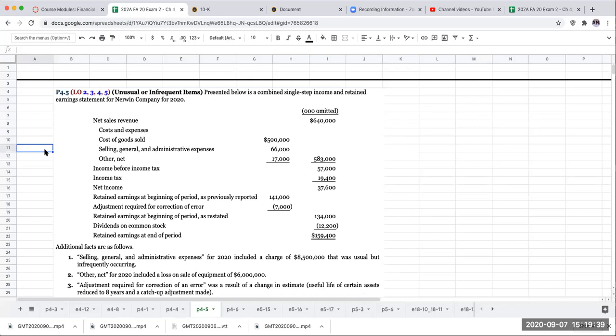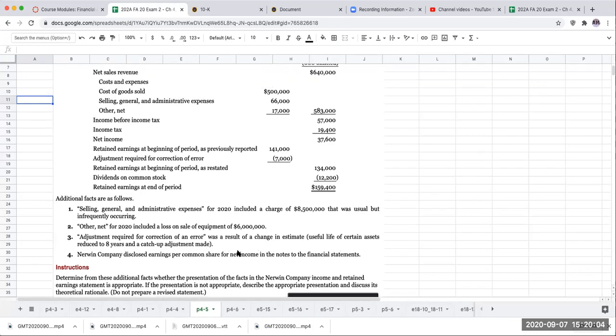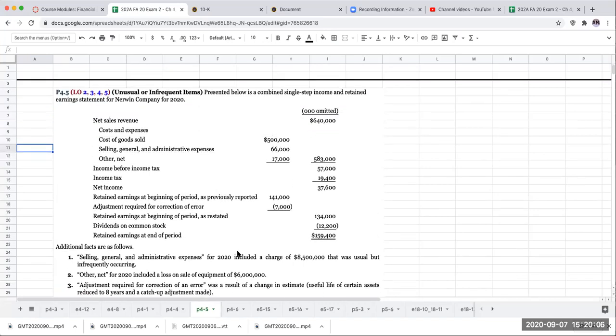problem 4-5 for Wiley. As we're looking at this question, we're given additional facts, and it's asking us to determine from these additional facts whether the presentation of the facts in the Nerwin Company income and retained earnings statement is appropriate. If the presentation is not appropriate, describe the appropriate presentation and discuss its theoretical rationale. Do not prepare a revised statement.